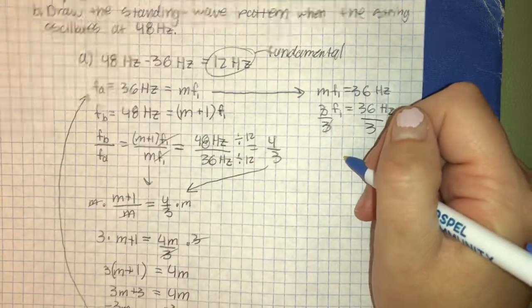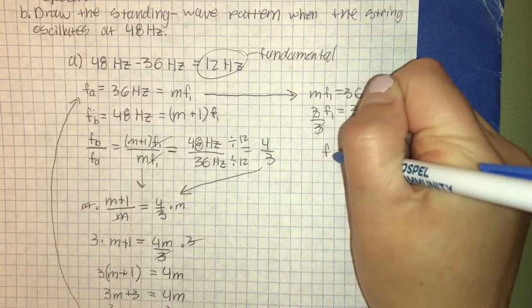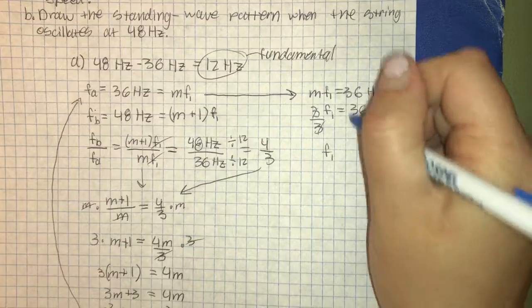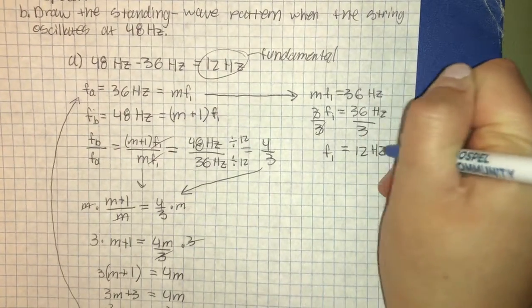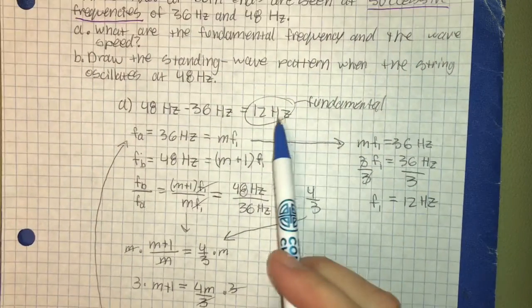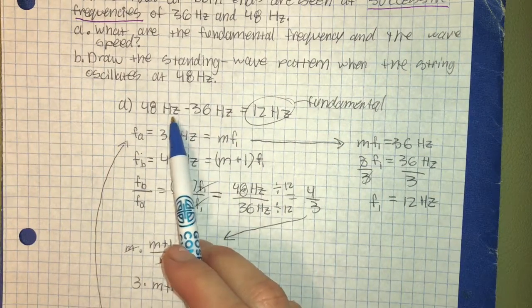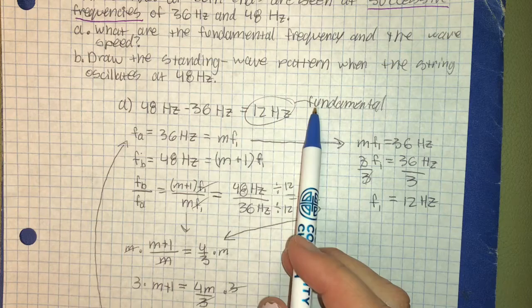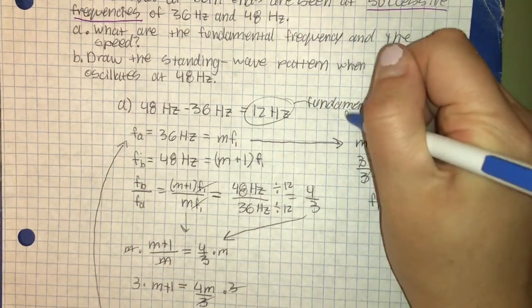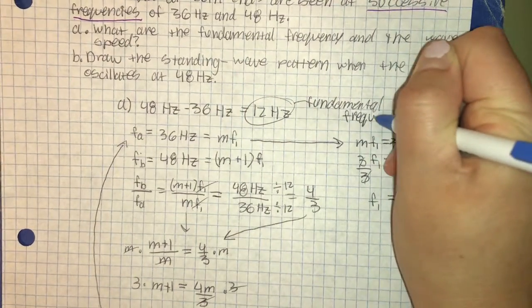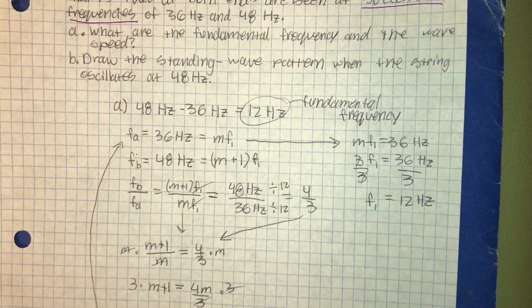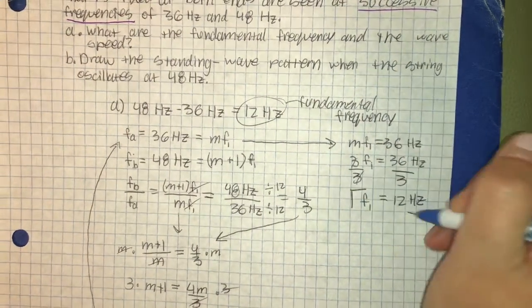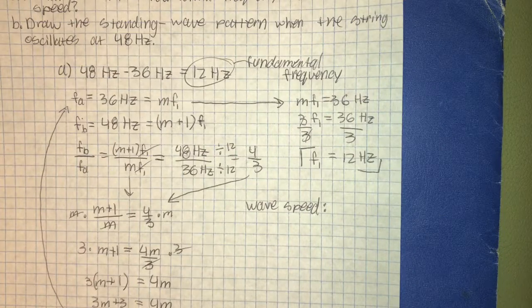And then we are able to find that the fundamental frequency equals 12 hertz, like we found up here when we subtracted, because they're going to be equal distance from each other if they're the fundamental frequency. But it's always best to show your work and get all the points possible you can on the midterm. Okay, so we just found our frequency.